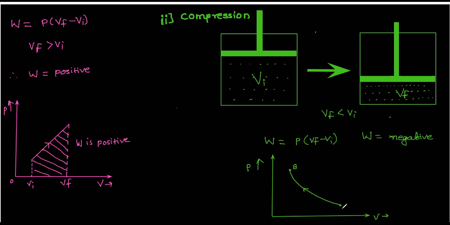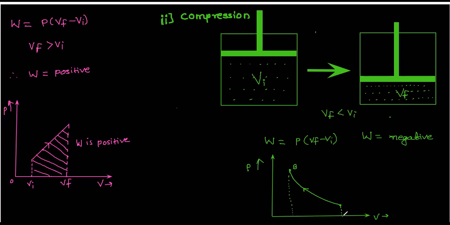But here it is what? Compression means final to initial, we can say. It becomes like this, right? So this is the final volume, this is the initial volume, and this is the final. Pressure increases, right? Pressure increases, volume decreases. That's why you see this here.